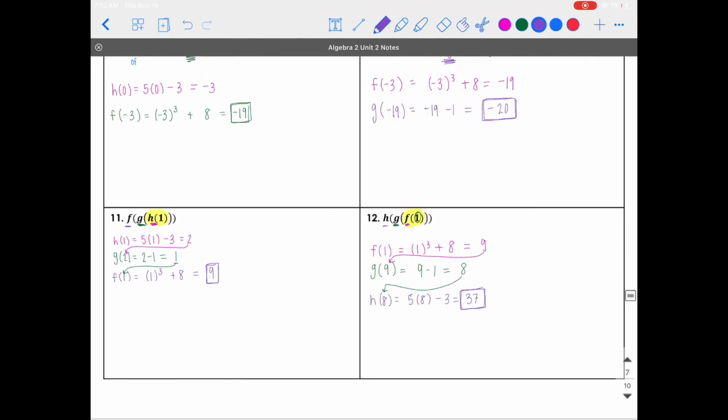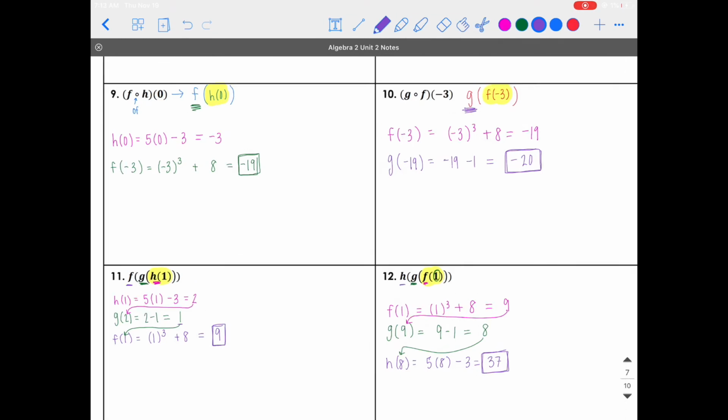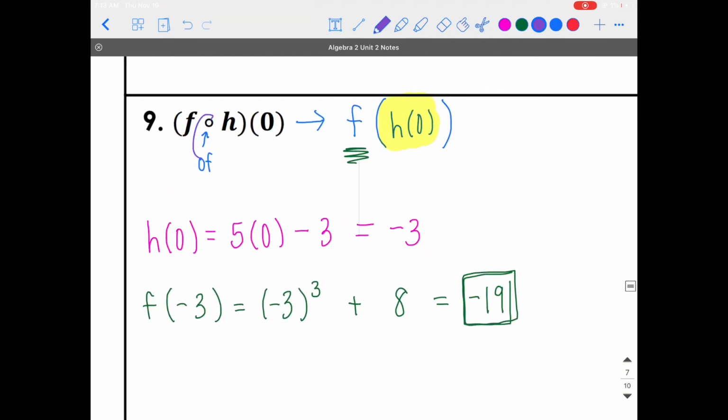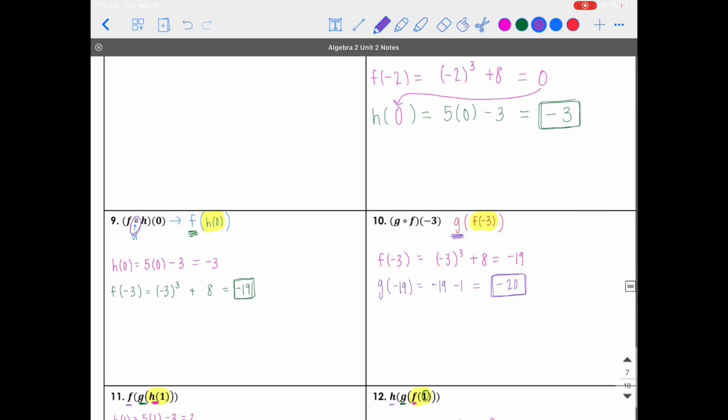So when you're doing these problems, you really have to pay attention to what it's telling you. You know, is it asking you to add? Do you see a plus sign? Do you see a minus? If you see plus, minus, multiply, or divide, those aren't composition. Those are you find 2 separate answers and you either add them, subtract them, multiply them, or divide them. But if one is inside the other, or you see that O, that is composition.